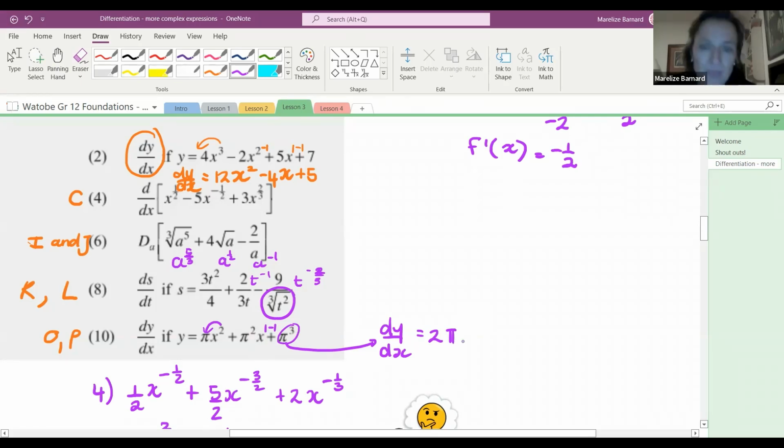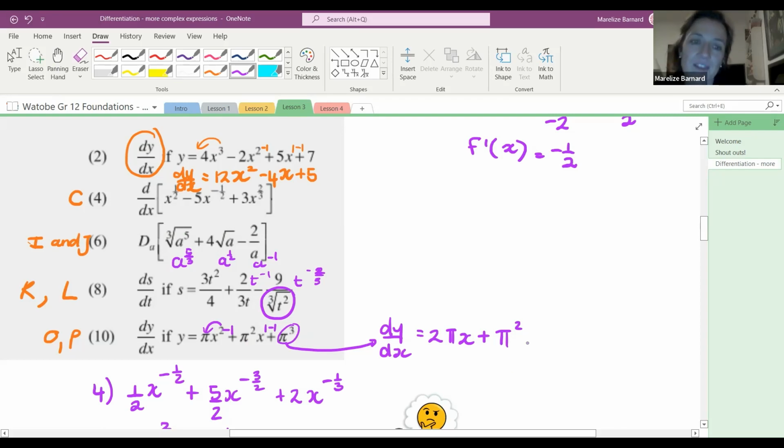Sorry, I skipped a term. Yes, sorry, I did skip a term. I got ahead of myself here. So 2 times pi, so that's going to be 2 minus 1. So that will be x to the power of 1. Then the next one, pi squared x. For there, we subtract 1 and we times by 1. So we just have a pi squared left. And then the last one, we differentiate, and that's equal to 0.